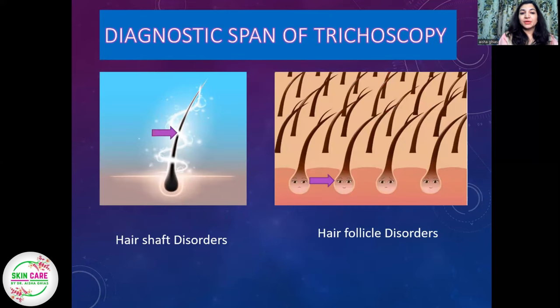All right. With the help of trichoscopy, you do not only identify the hair follicle disorders, that means the disorders of hair fall that we usually see, but you can also identify certain hair shaft disorders. Today's presentation is about different types of alopecia. So we will be particularly talking about hair follicle disorders, but not the hair shaft disorders.